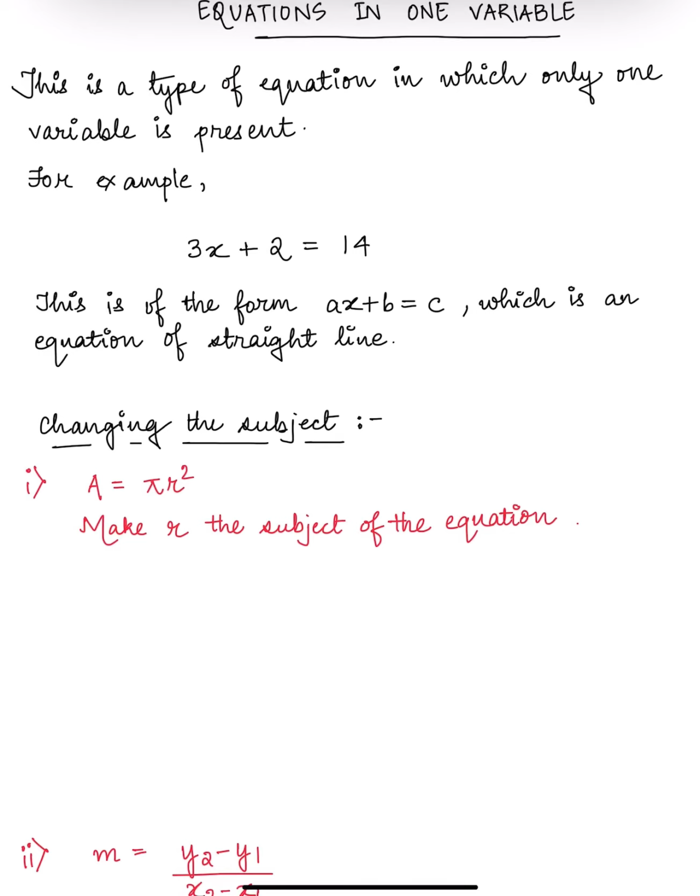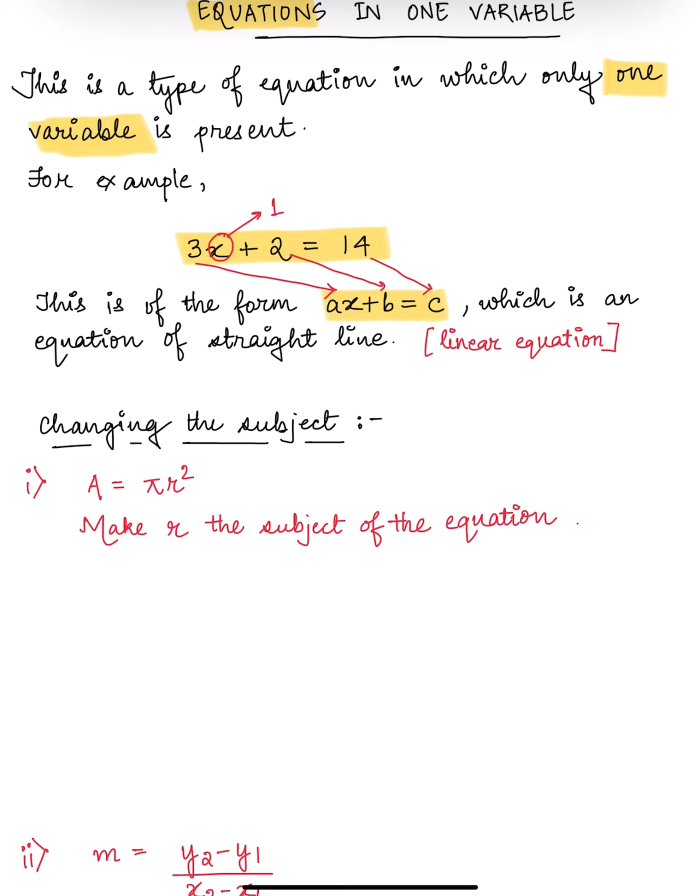Equations in one variable. This is a type of equation in which only one variable is present. For example, 3x plus 2 equal to 14. This is of the form ax plus b equal to c, where 3 is a, 2 is b, and 14 is c. And this is an example of an equation of a straight line. And this is a linear equation because we can see that the power of the variable x is 1, right?